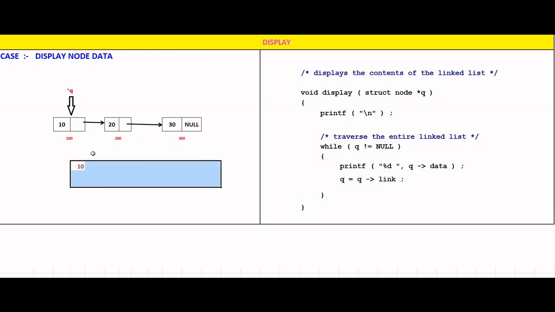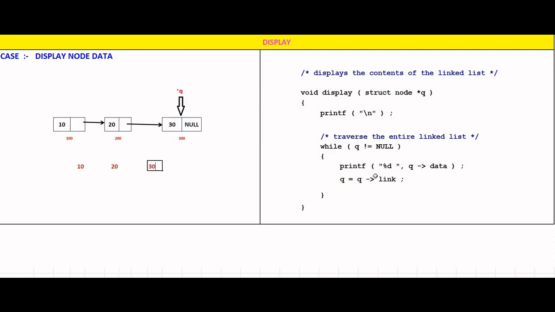Next, again we check. q is equal to q of link. Now q is pointed here, and q is having 200. Again we check, is q null? No. So we again print q of data. Q of data is now 20. Again at this line q is equal to q of link, so q is pointed here. Now q is having 300. Again we check, is q null? No. Again we print q of data, which is 30.